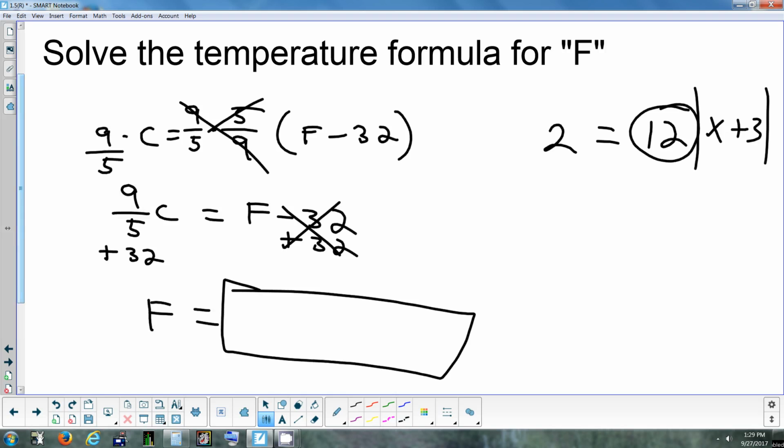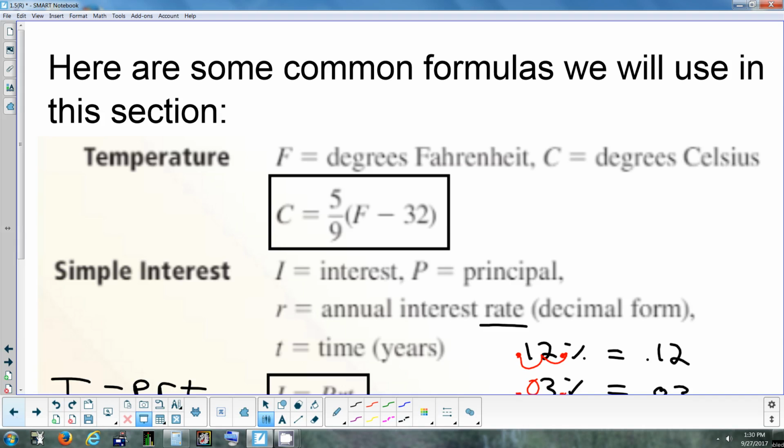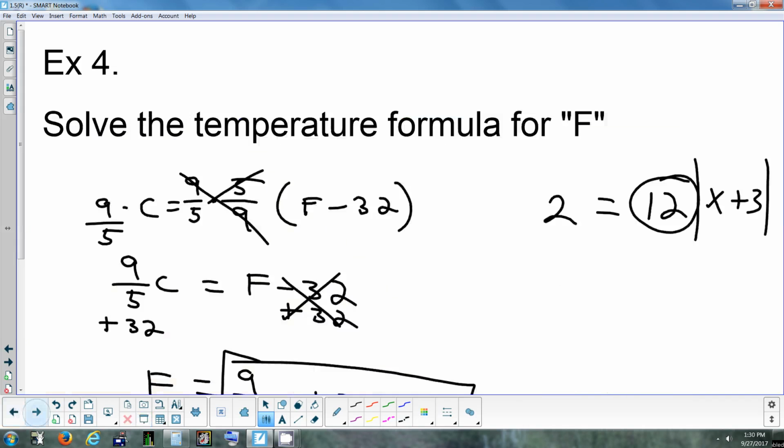F equals 9 over 5 C plus 32. Perfect. And that's it. So now if you gave me a temperature in Celsius, I could plug it in and tell you what it would be in Fahrenheit. And you also have the formula to do the opposite. You could take a temperature in Fahrenheit and convert to Celsius.